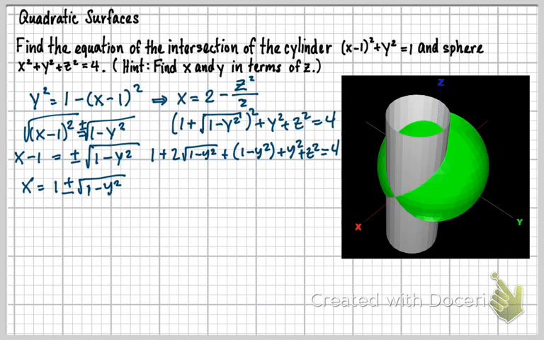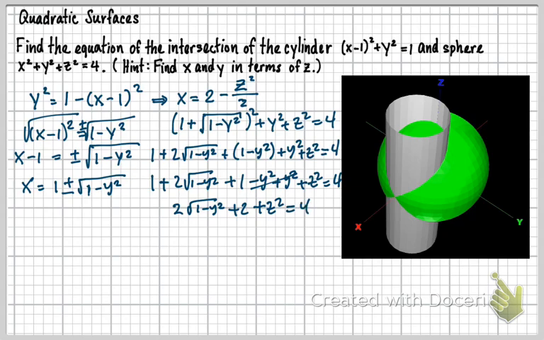So now I'm going to clean it up some. So this is going to be 1 plus 2 square root of 1 minus y squared plus 1 minus y squared plus y squared plus z squared equals 4. So those give me 0. I can put my 1's together. So I end up with 2 square root of 1 minus y squared plus 2 plus z squared equals 4. Now I'm just going to move these two pieces over to the other side because I'm trying to isolate the radical here.